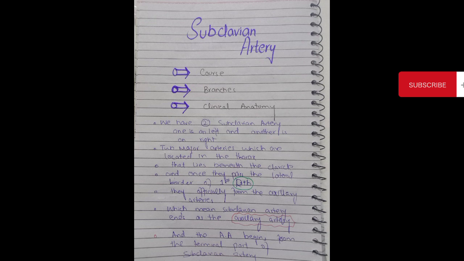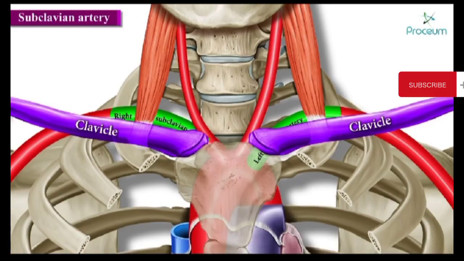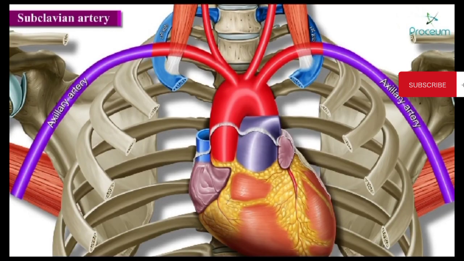As you can see here, the subclavian artery lies beneath the clavicle, and in this image you can see that the subclavian artery ends as the axillary artery, and the axillary artery begins from the terminal part of the subclavian artery. So the subclavian artery is the chief source of upper limb arterial supply. The terminal portion of the subclavian artery, known as the axillary artery, supplies the axillary region.